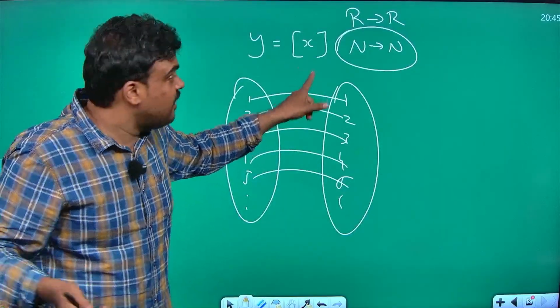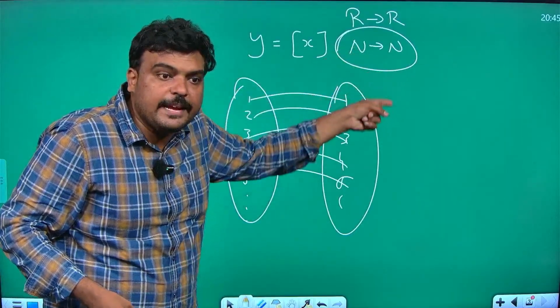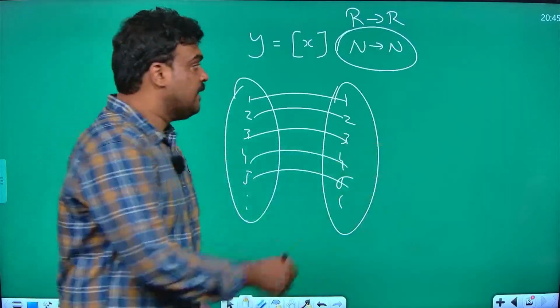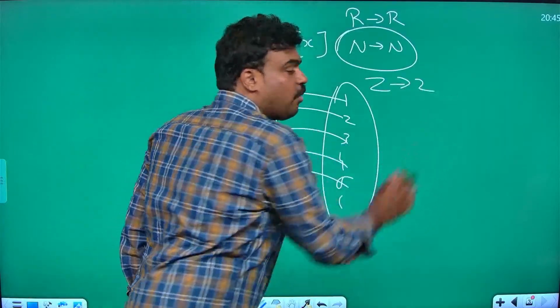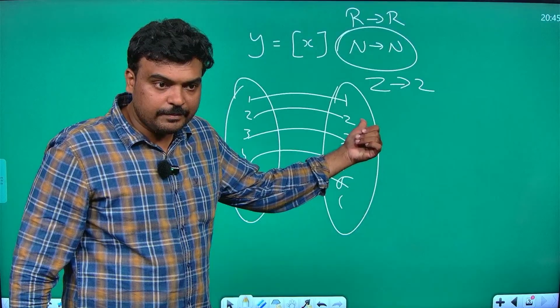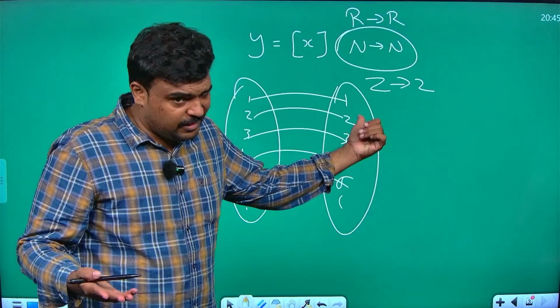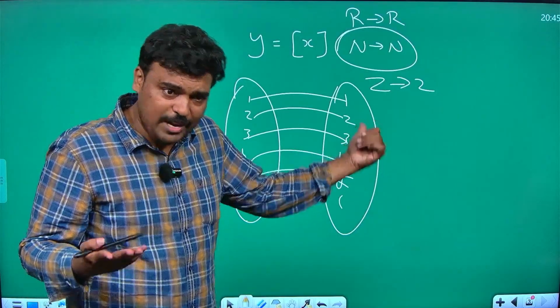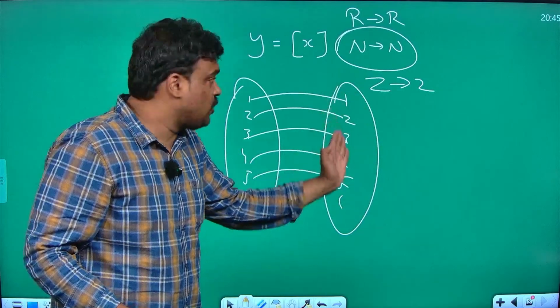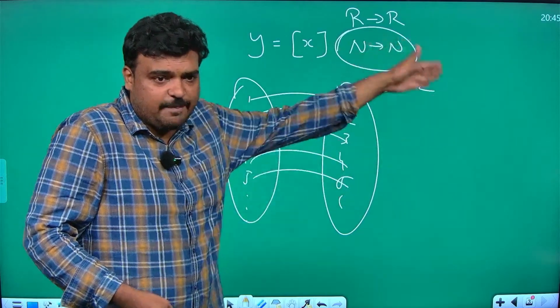Many to one function. When I change to natural, it becomes a 1 to 1 function. It becomes integer to integer. What happens now? Many to one. Why many to one? It is 1 to 1. For minus 1, I will get minus 1. For minus 2, I will get minus 2.